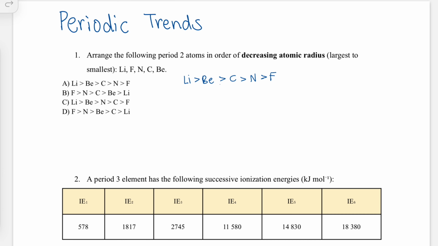On this side, we have the lowest effective nuclear charge because it has the least amount of protons. And here we have the highest effective nuclear charge because it has the most protons. What happens is with a higher number of protons, the electrons are pulled in more, and this results in the smaller atomic radius. So the answer is A.